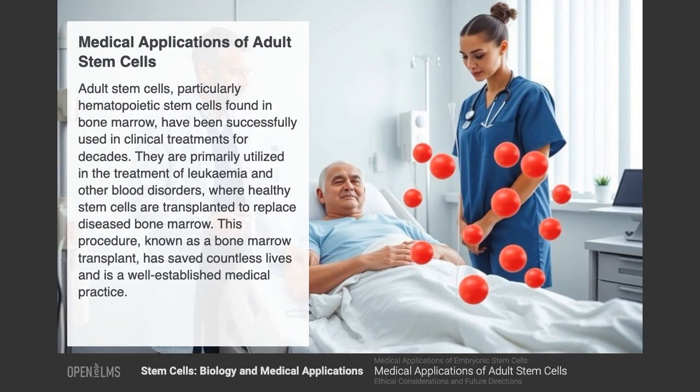Medical applications of adult stem cells. Adult stem cells, particularly hematopoietic stem cells found in bone marrow, have been successfully used in clinical treatments for decades. They are primarily utilized in the treatment of leukemia and other blood disorders, where healthy stem cells are transplanted to replace diseased bone marrow. This procedure, known as a bone marrow transplant, has saved countless lives and is a well-established medical practice.